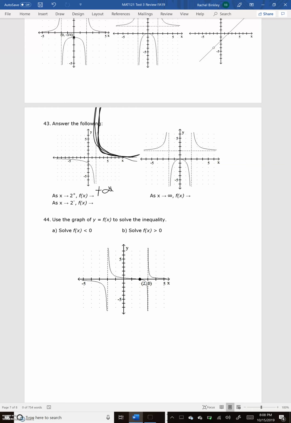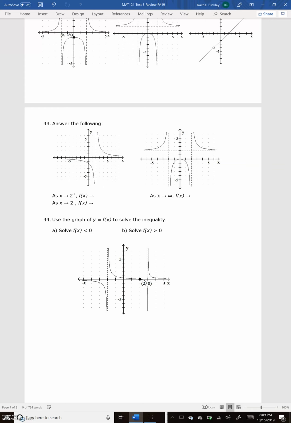But check it out, right below it, it says as x is approaching 2 from the left-hand side, or from the negative side, it's doing the opposite, right? It's going towards negative infinity. Even though it's the same asymptote, if you approach it from different sides, it's doing different things. As x approaches positive infinity, so now we're over here, what's happening? That's always going to be, it looks like it's going to be 0 for that first one.